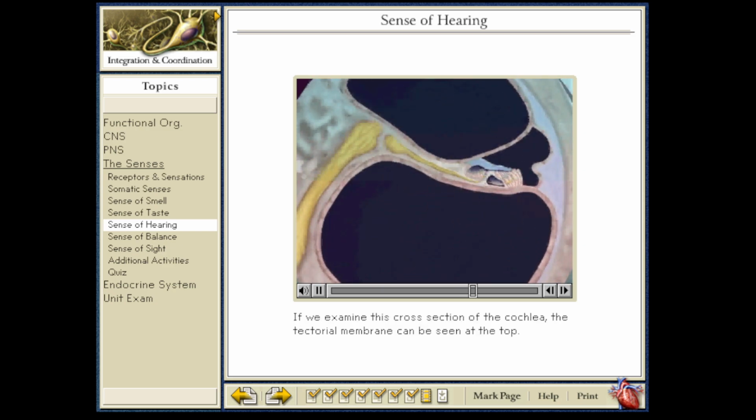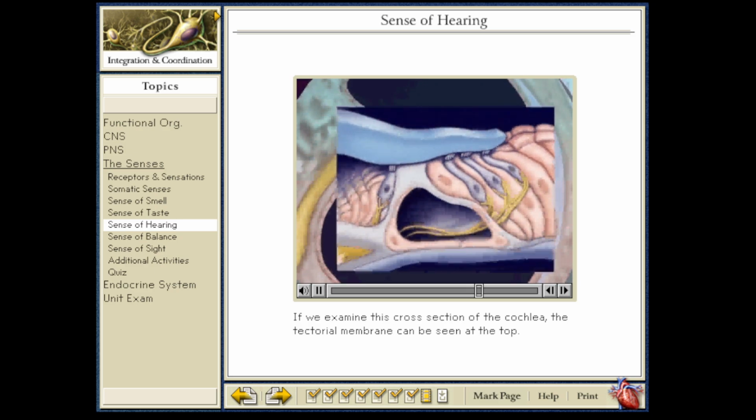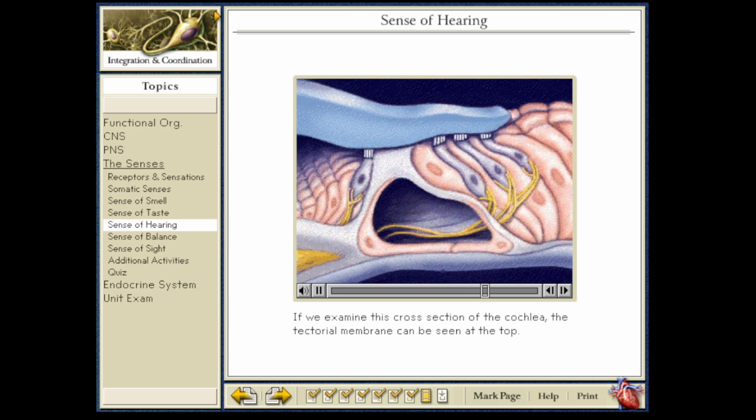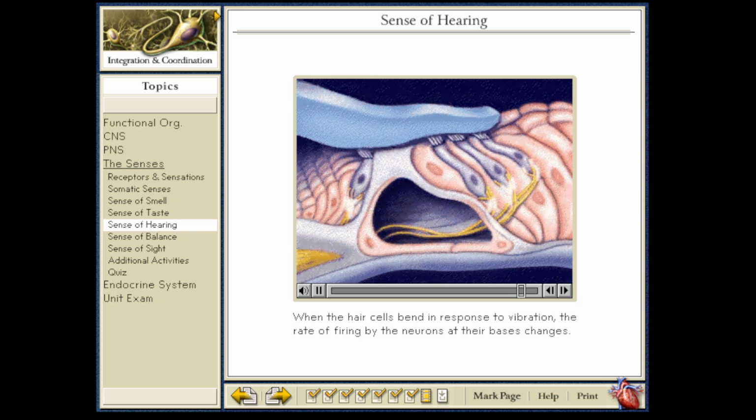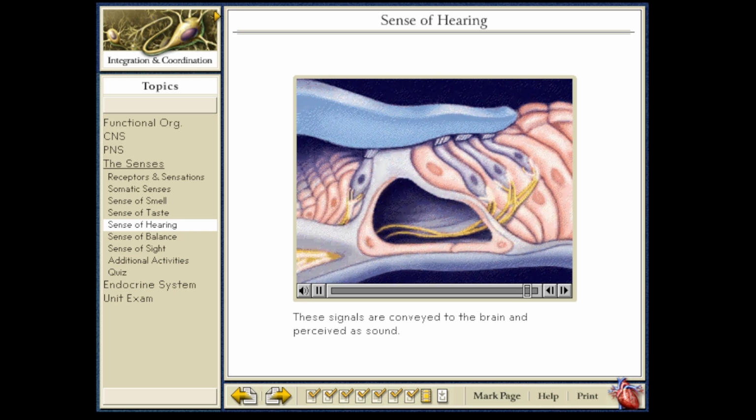If we examine this cross-section of the cochlea, the tectorial membrane can be seen at the top. In it are embedded the tips of hair cells, which are shown circled in yellow. When the hair cells bend in response to vibration, the rate of firing by the neurons at their bases changes. These signals are conveyed to the brain and perceived as sound.